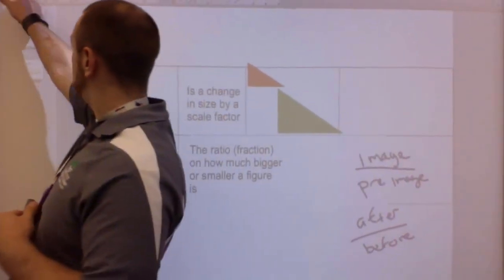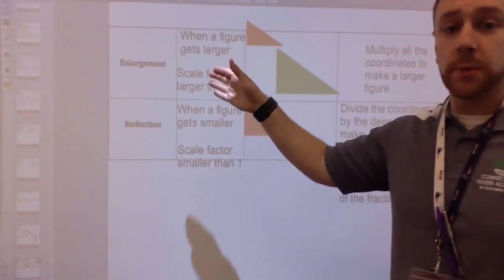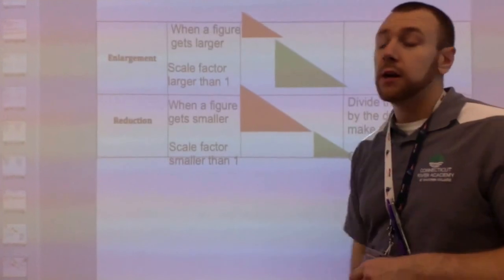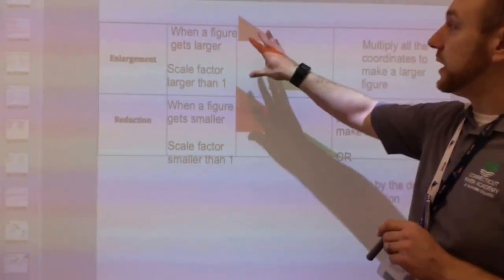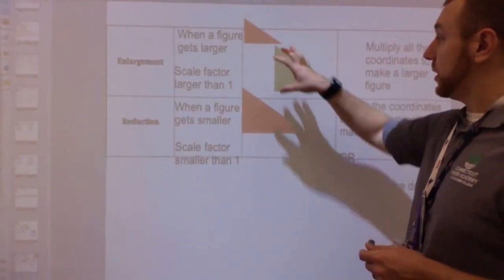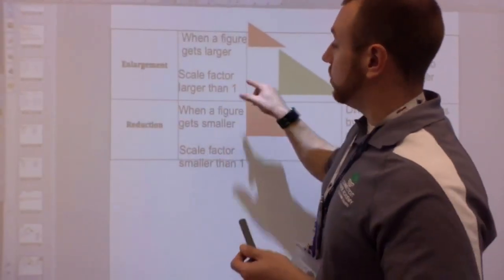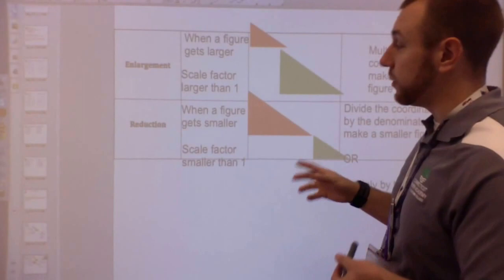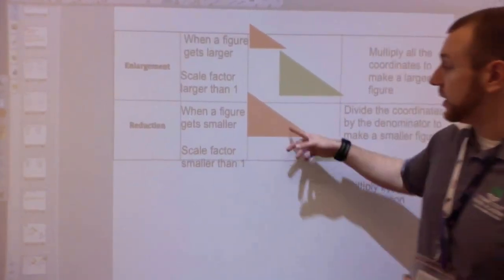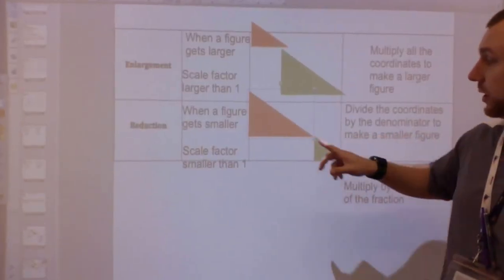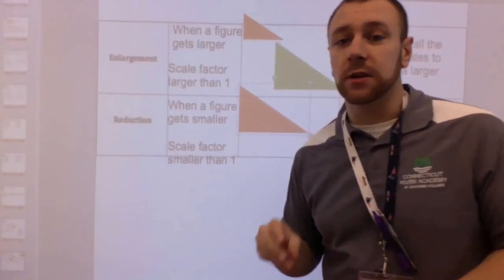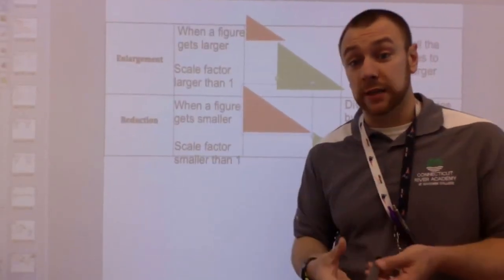There are two types of dilations: an enlargement and a reduction. An enlargement is when the figure gets bigger. So from the orange to the green, it got bigger. It means the scale factor is going to be larger than 1. A reduction is when a figure gets smaller. So from the orange to the green, that means the scale factor is going to be less than 1. It's going to be a fraction or a decimal.